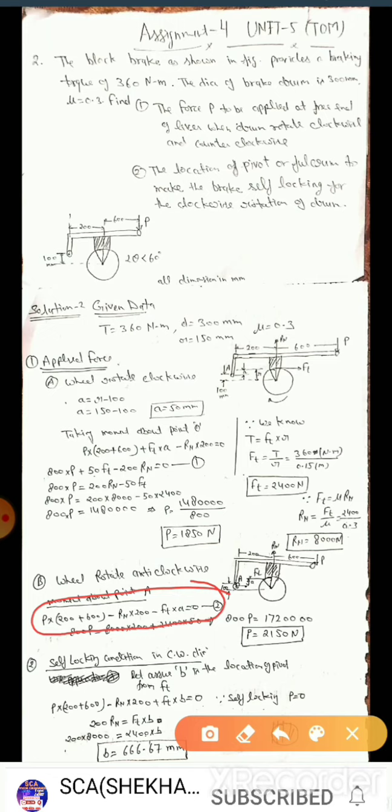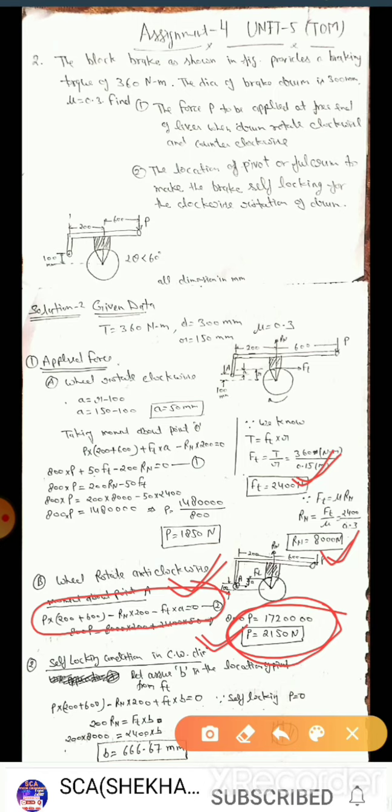Now we put the value of Ft and the value of Rn in this equation, and we get the value of P. So we get the value of P as 2150 Newton. This is the exact value of P when the wheel rotates in the anti-clockwise direction.